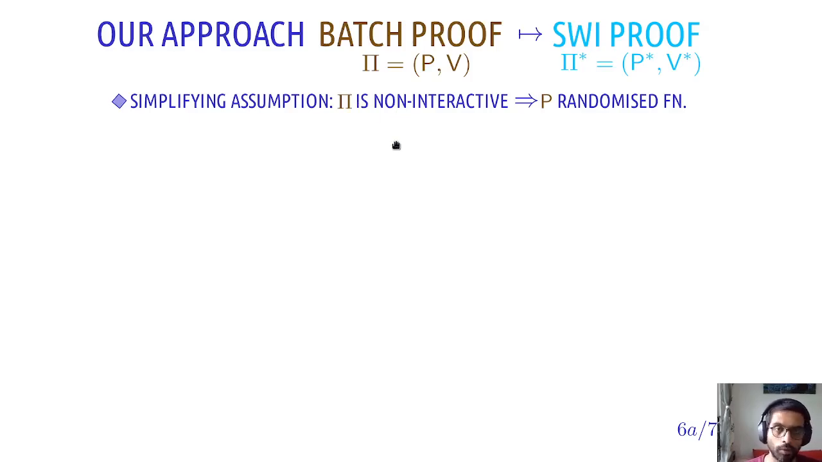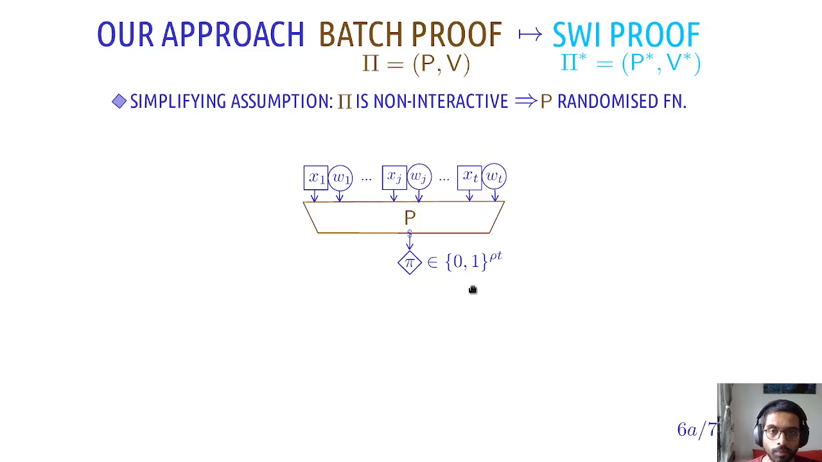For this talk, we will just make a simplified assumption that pi is non-interactive. So it just sends one message over to the verifier. The prover P here just sends one message. You can think of P as being a randomized function, which takes as input T instance-witness pairs, x1 w1 up to xT wT, and then it spits out a proof pi. And since we assume that the batch proof is compressing, the proof is of size rho times T.